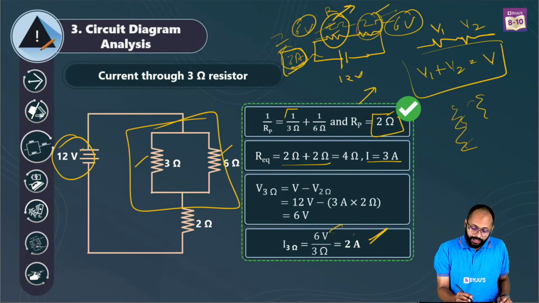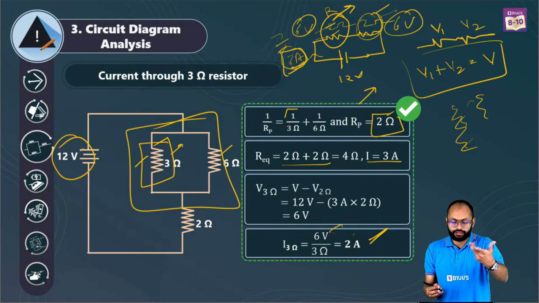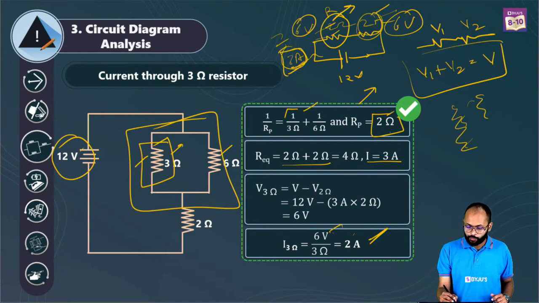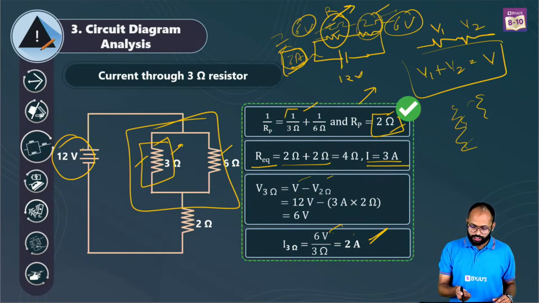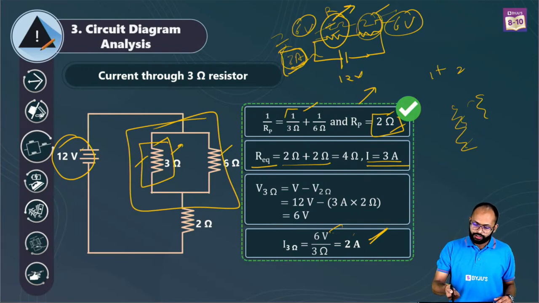Then you will find that voltage upon the resistance will be the current, right? So first of all, you found the R equivalent, 2 ohms. Then you found the current, 3 amperes. Then you found the voltage across 3 ohms, right? Simple. Third step is this one. Acha. So till here it is fine, right, everyone?